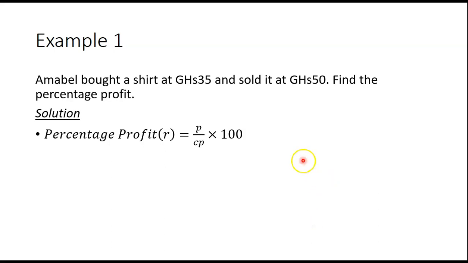So to solve this, what will be the profit? He bought the shirt at 35, right? 35, and he sold it at 50. So his profit should be what?